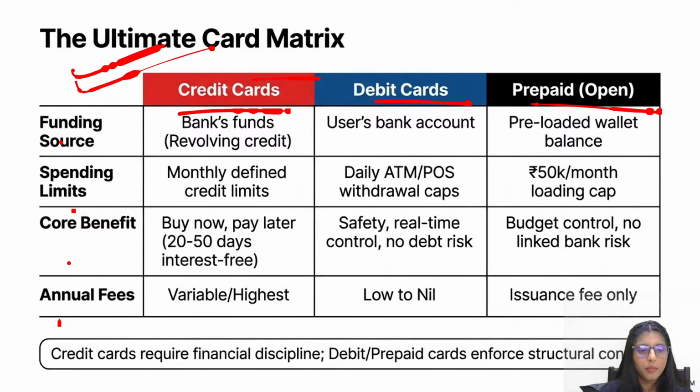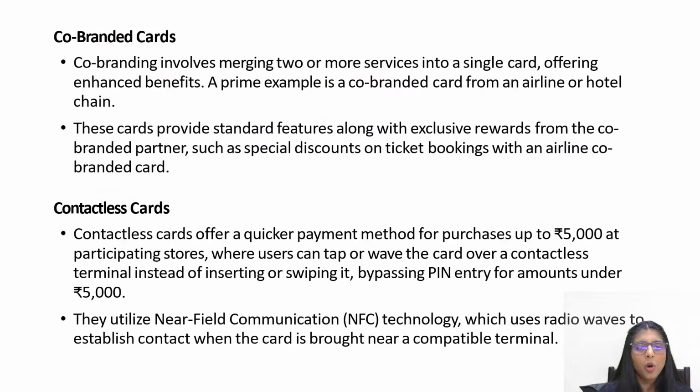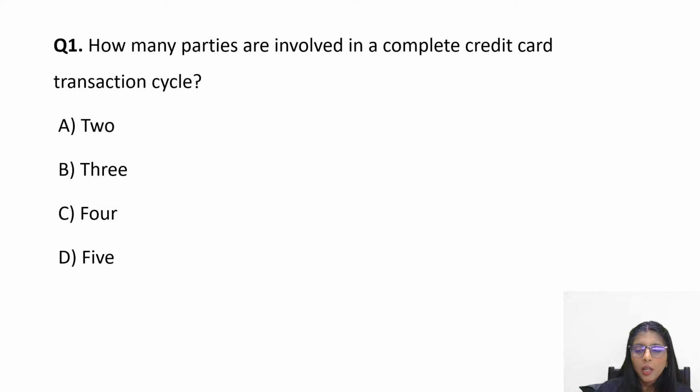Okay. Co-branded cards. A co-branded card is, like, if you're buying something on Amazon and you apply for this particular card, you will get a 20% discount. You will get some rewards or cashback. So this is a co-branded card. Contactless card: just by tapping the card, the amount will be deducted from your account, but its limit is up to 5,000. These are contactless cards. Let's do some questions.